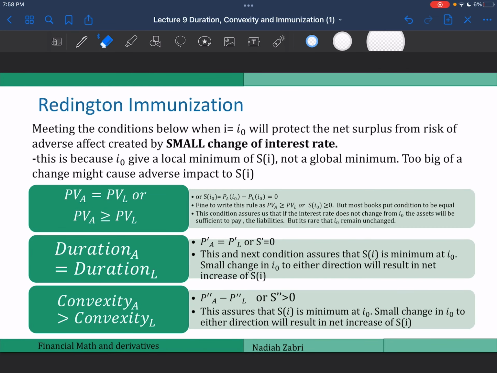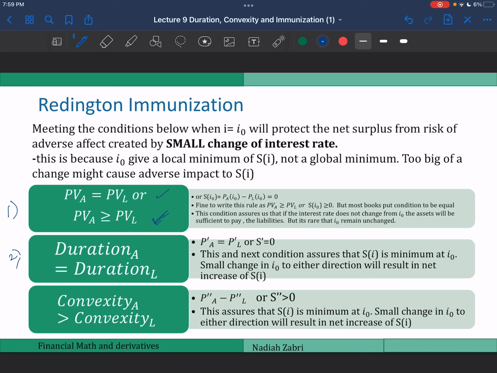Okay, moving on to the next strategy, Redington immunization. If you want to apply this immunization, there are 3 conditions that you need to meet for your portfolio of asset and portfolio of liability. First is present value of asset is equal to or bigger than present value of liability. Some books require it to be the same. Some books say it doesn't have to be the same, as long as it's bigger than or equal to, it's okay. Because what we want is to meet our future liability with our asset. It doesn't have to exactly match.